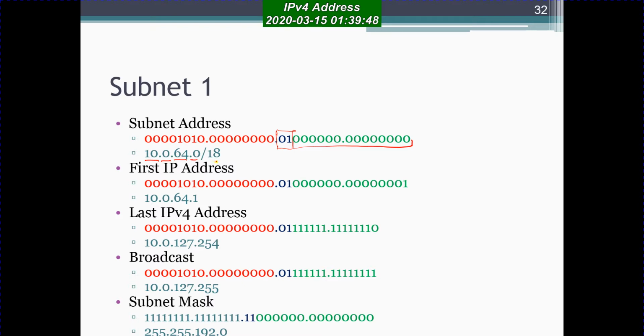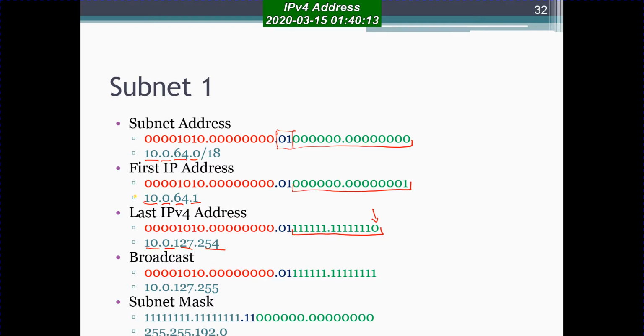What is the first IP address of subnet 1? We simply go to the host address field and we start with the minimum value, which is 1. Convert this back to decimal. Now for the last IP address, go again to the host address field, set all the bits equal to 1 except the least significant bit, which is left equal to 0. Convert this back to decimal.